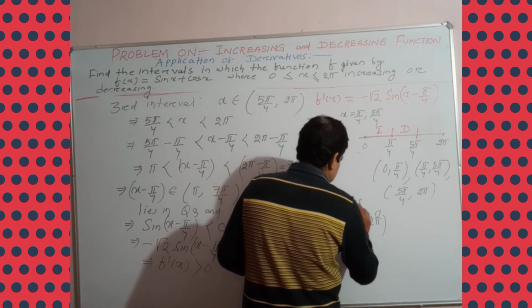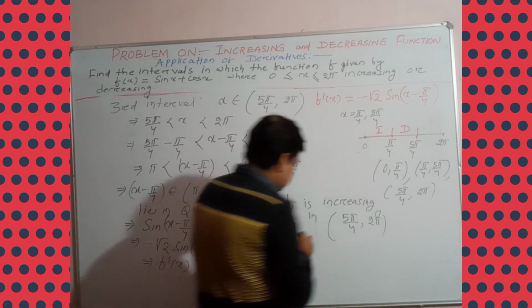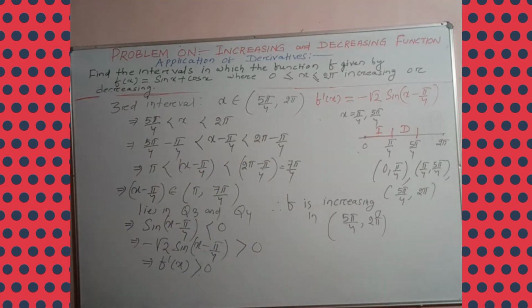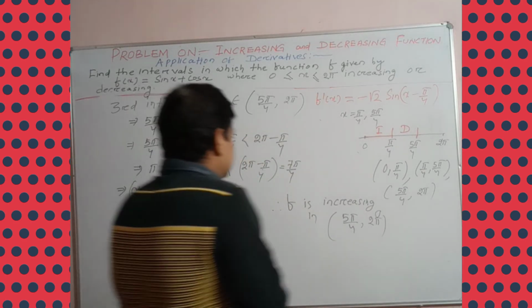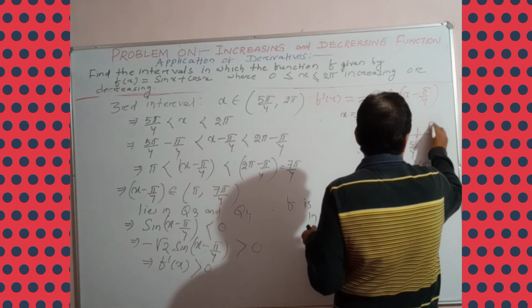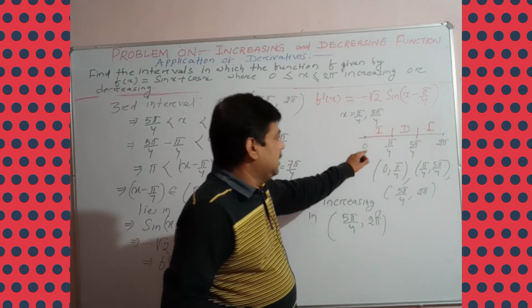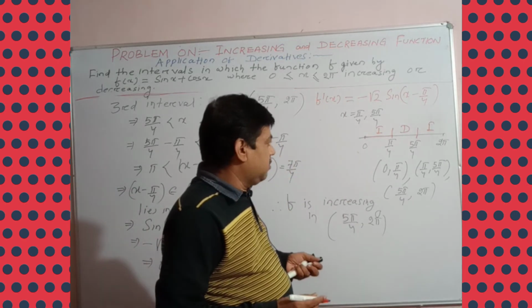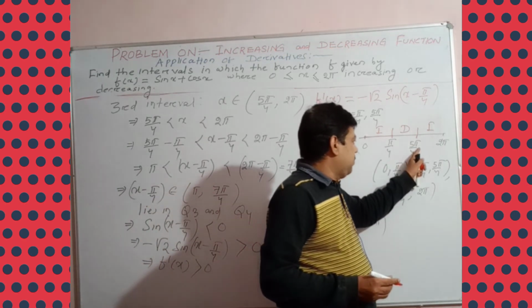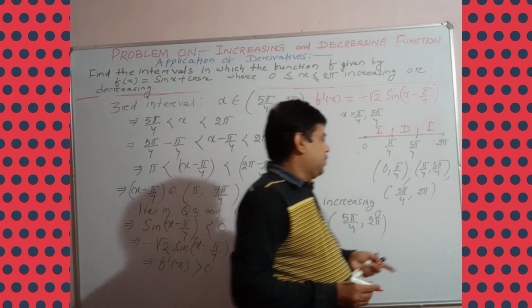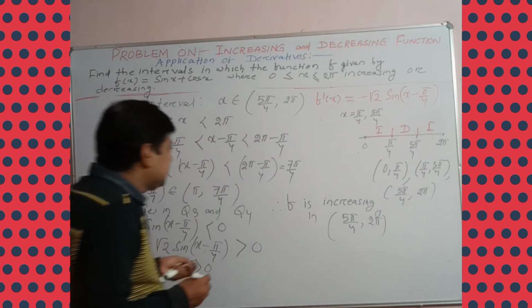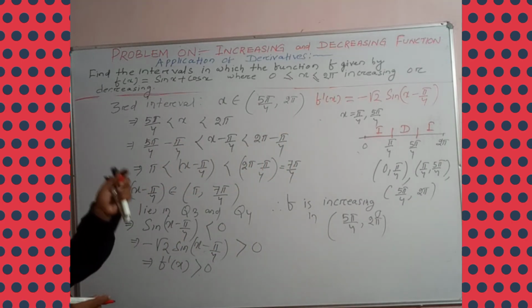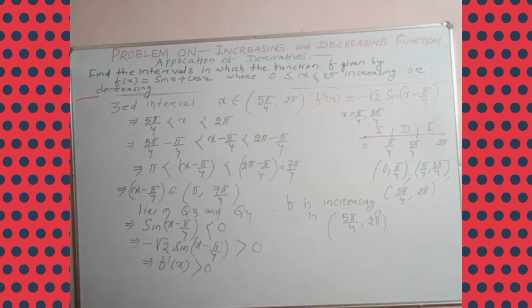So the function is increasing in the third interval. See, in the interval 0 to pi by 4, the function is increasing. Is it clear once again? And in the interval 5 pi by 4 to 2 pi, the function is also increasing. And in the interval pi by 4 to 5 pi by 4, the function is decreasing.